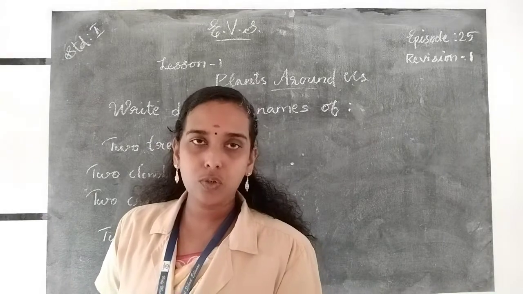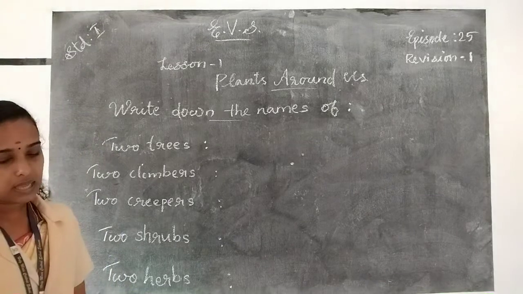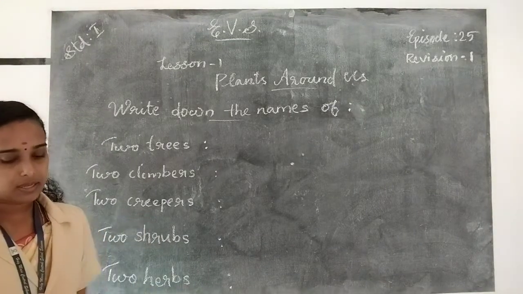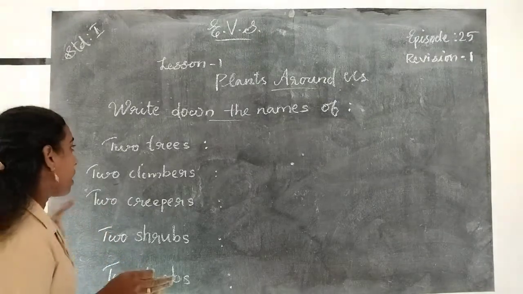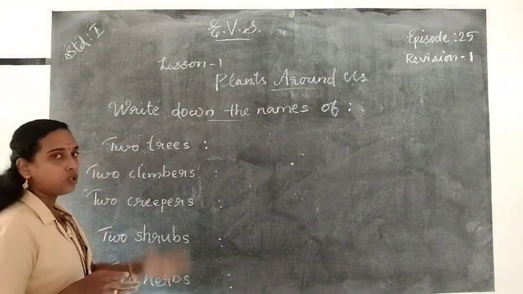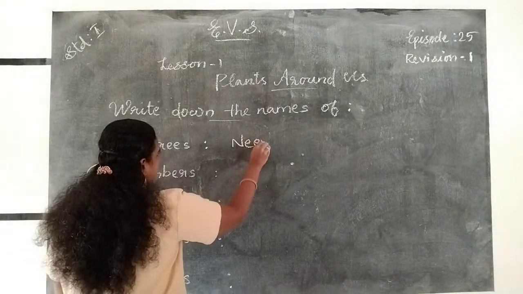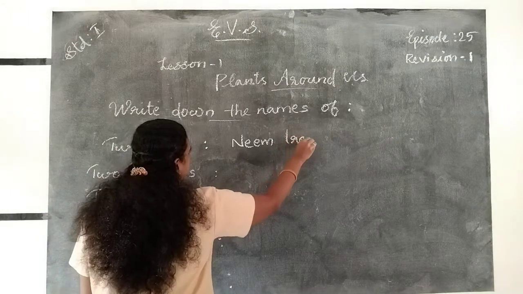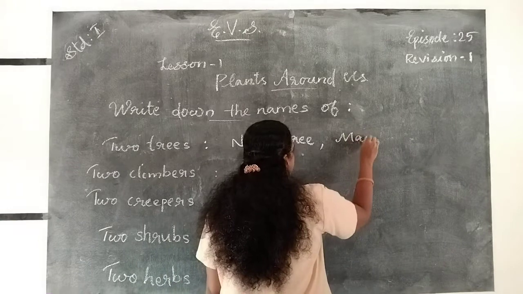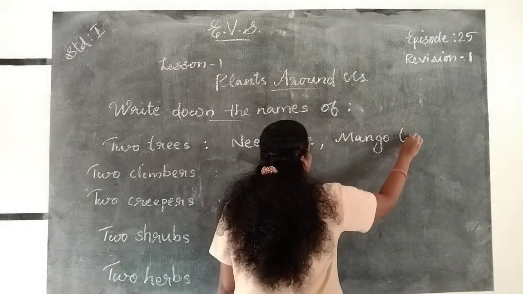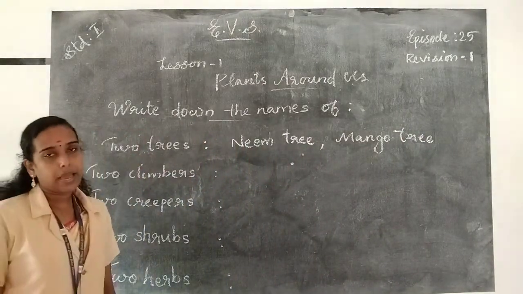So you write any two names of trees. And the examples for trees are neem tree, apple tree, pine tree, mango tree, etc. So write the names of any two trees. Okay. So neem tree, mango tree. Neem tree and mango tree.